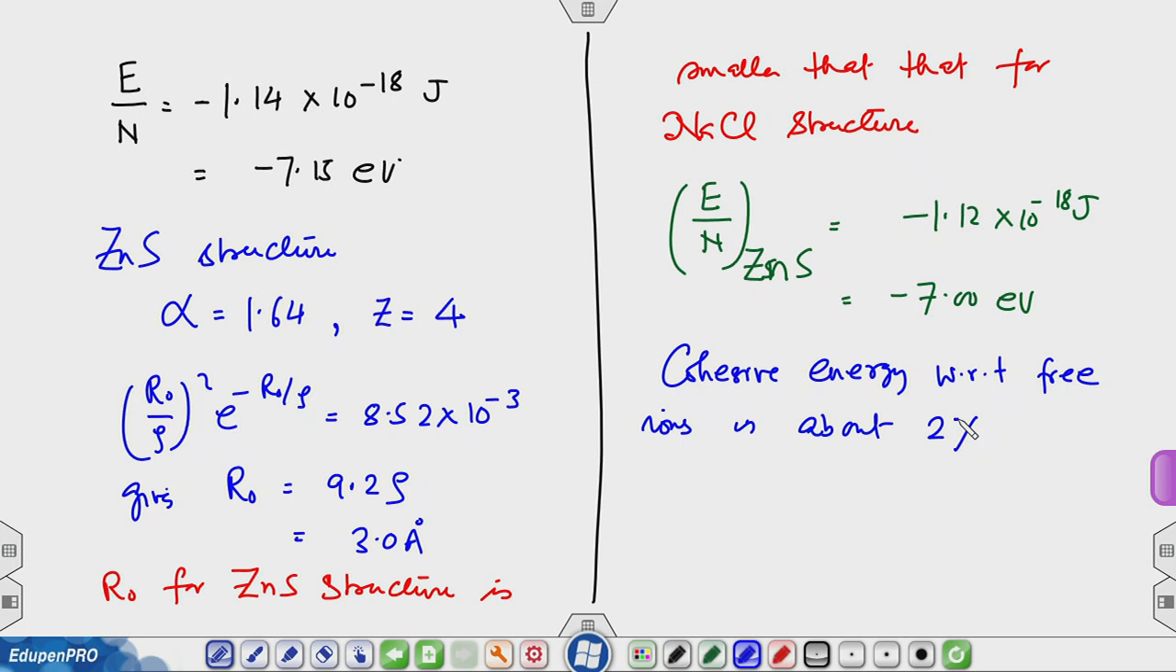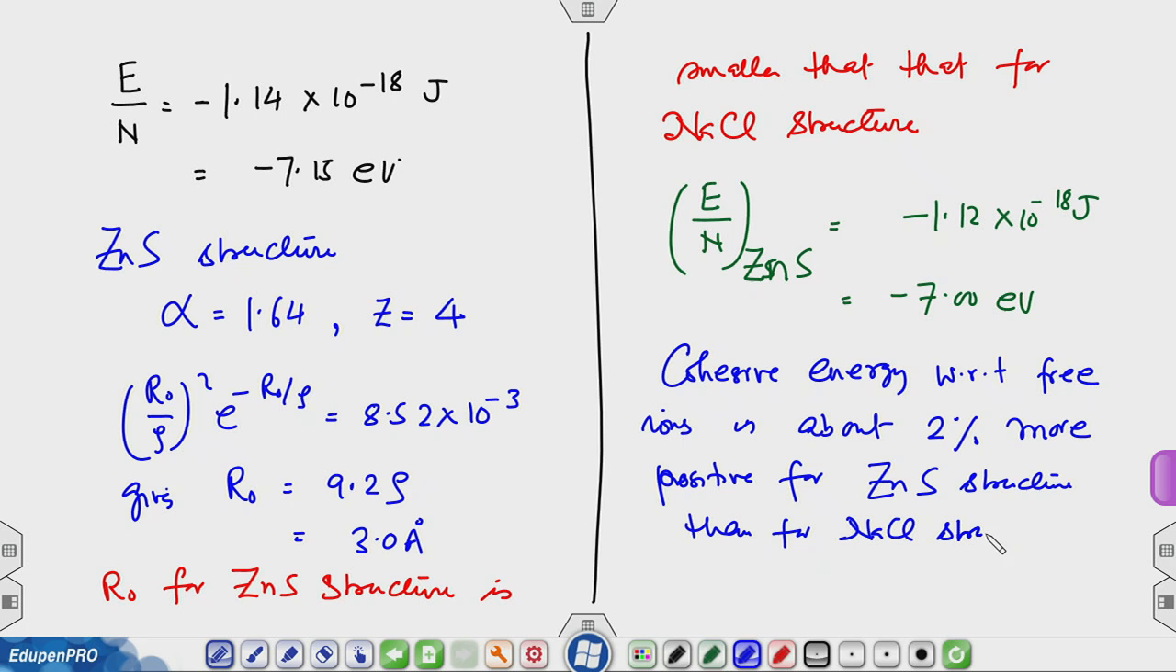So, about 2% more positive for the zinc selenide structure than for the NaCl structure. So, KCl is going to be found in the NaCl structure, but the energy differences, again you see, are very small. Now, I have been saying that I am doing this calculation with respect to free ions. In the next problem, I am going to take that also into account and see what happens.